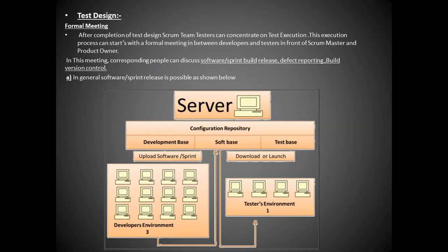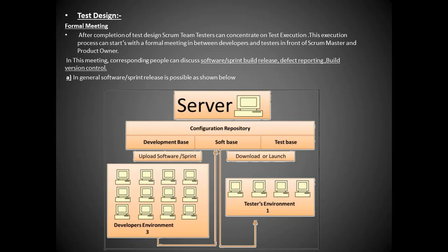Next one is the test design. Like this: formal meeting. After completion of the test design, Scrum team testers can concentrate on the test execution. This execution process can start with a formal meeting between the developers and the testers in front of the Scrum master and the product owner. In this meeting, the corresponding people can discuss the software sprint and build release, defect reporting, and build version control.